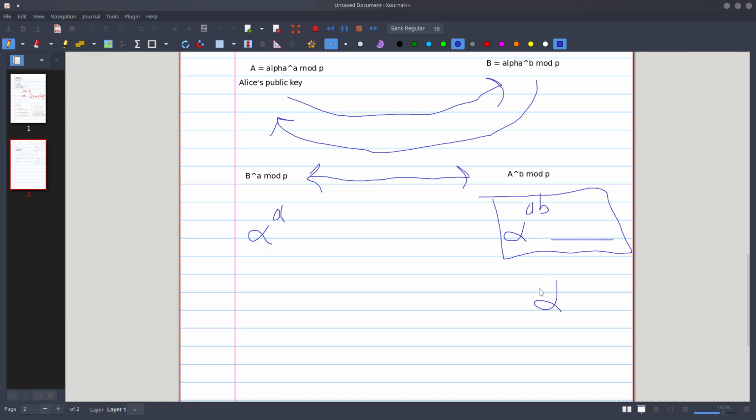Now look at what Bob also does. Bob computes his public key as alpha raised to the B, and then he sends this over to Alice. And what does Alice do? Alice takes Bob's public key and raises it to the A-th power. And so what you end up with is alpha to the BA, or alpha to the AB, which is the same thing as what Bob computed. So they end up with a shared key.